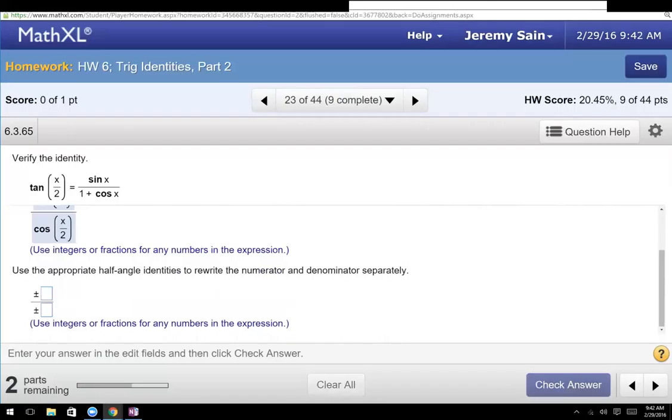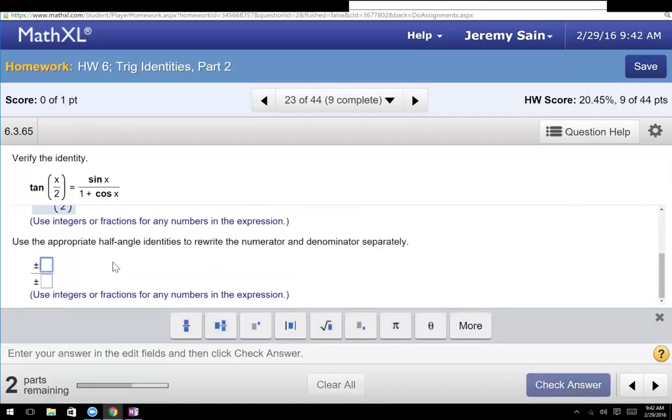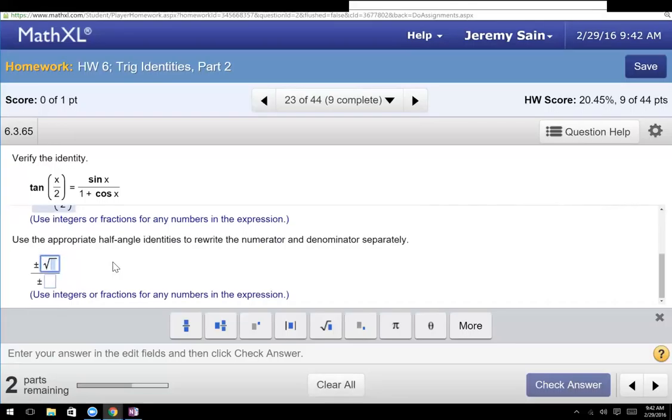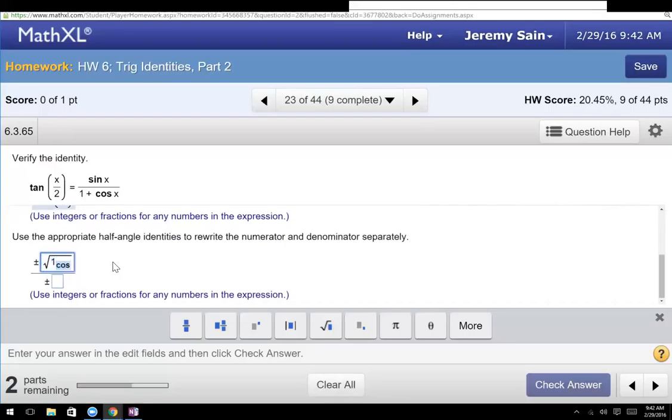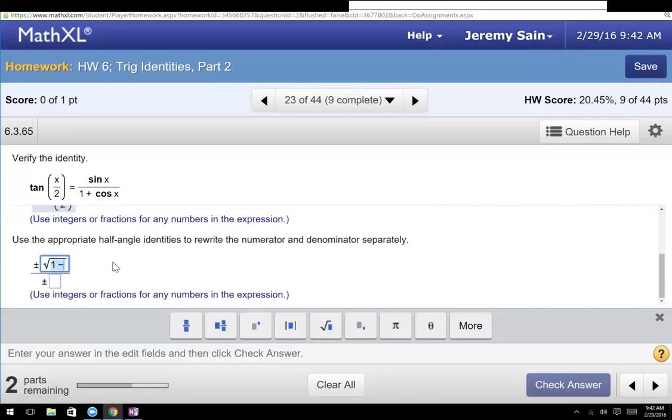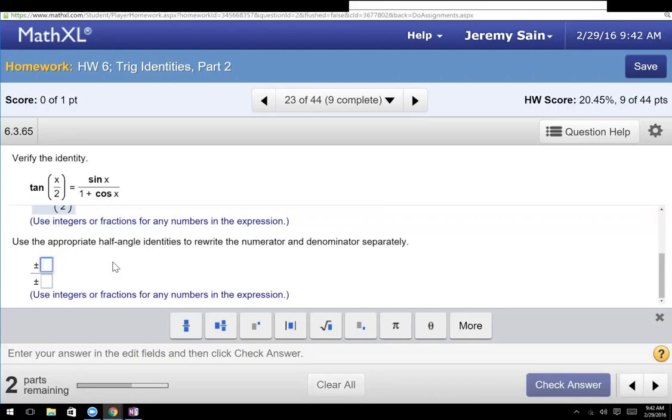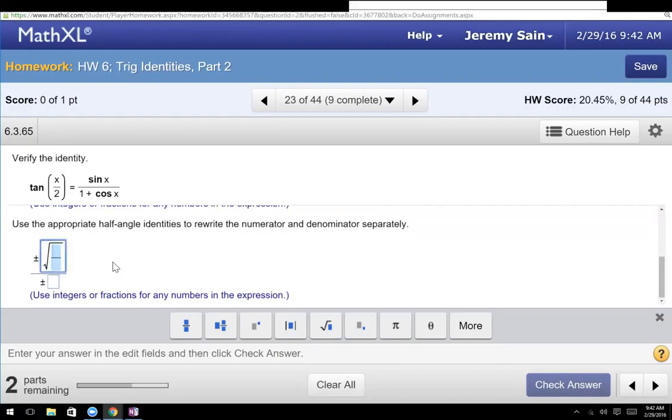Now write the half angle formulas. So plus or minus the square root of 1 minus cosine x. Oh no. I can't even do it that way. Okay, fine. I have to start all over. Square root of 1 minus cosine x over 2.